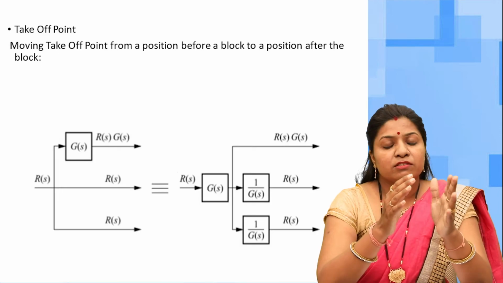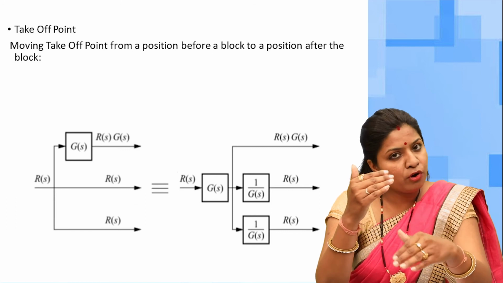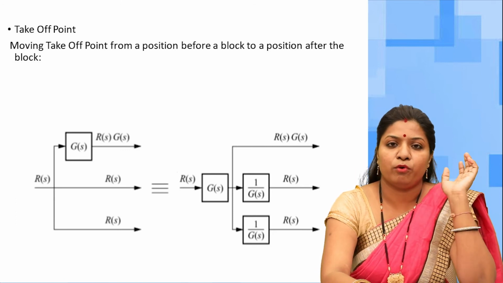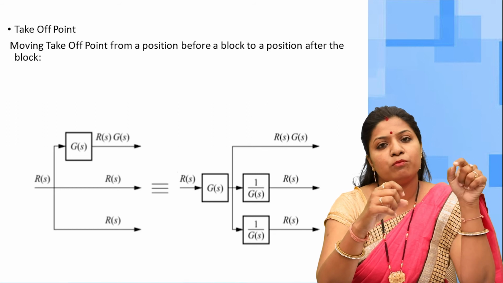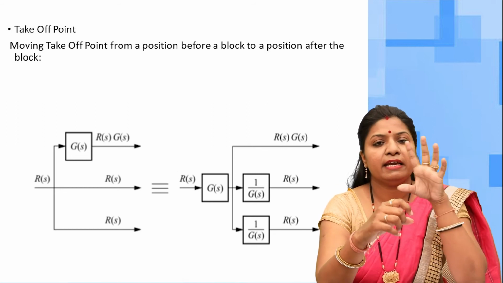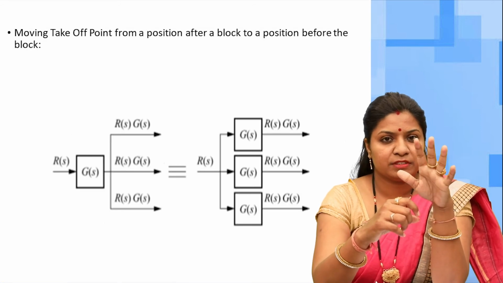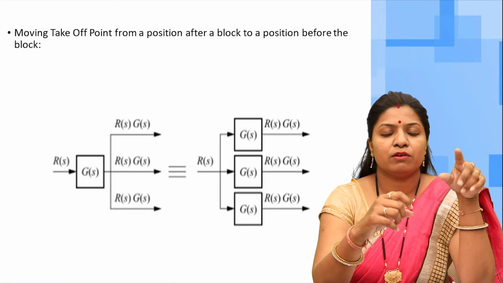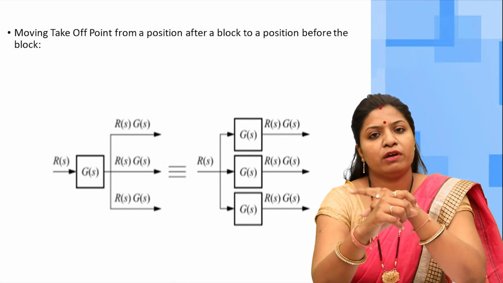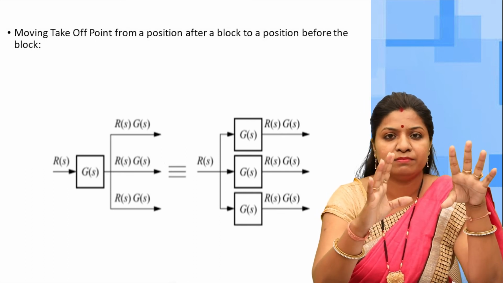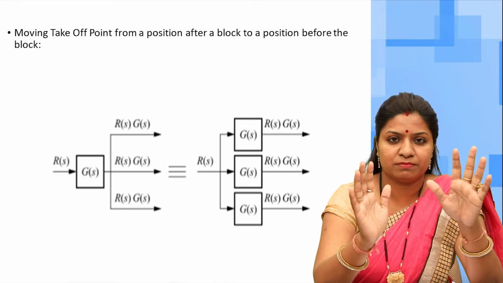Again, what do we have left? The takeoff point. The same two rules apply for the takeoff point. Just reverse the rule of the summing point and you will get the rule of the takeoff point. In a summing point, when we move forward, we multiply. In a takeoff point, when you move forward, you divide. In a summing point, when you come back, you divide. In a takeoff point, when you come back, you multiply. Just the opposite, nothing much.